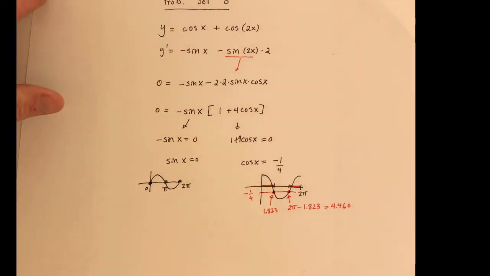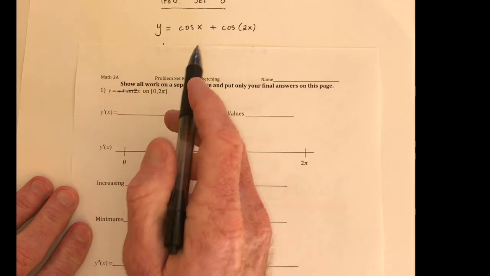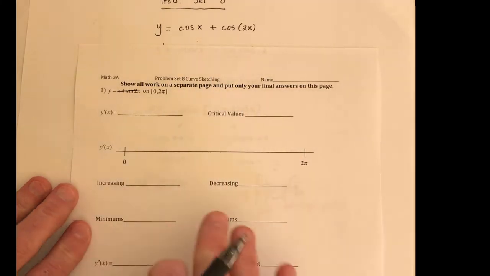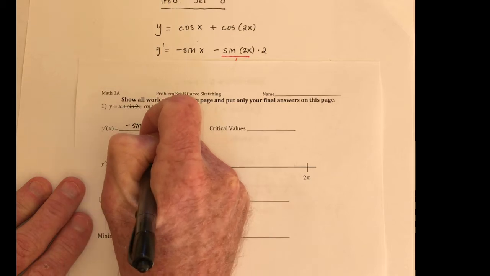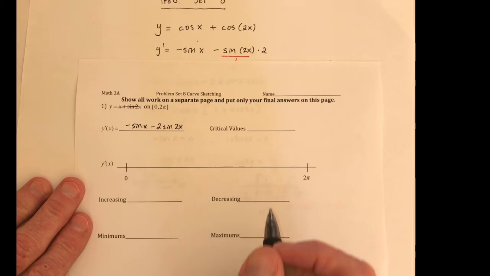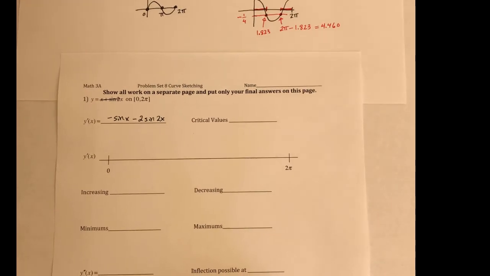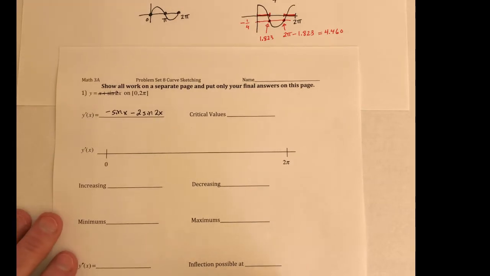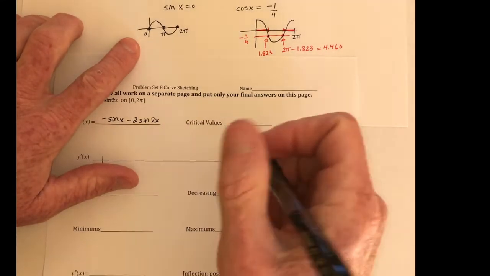Now start transferring that information over here. So of course this isn't this function, it's that function. So we've got the derivative is negative sine of x minus 2 sine of 2x. The critical values, that's what I just worked so hard to find. So that is the 0.